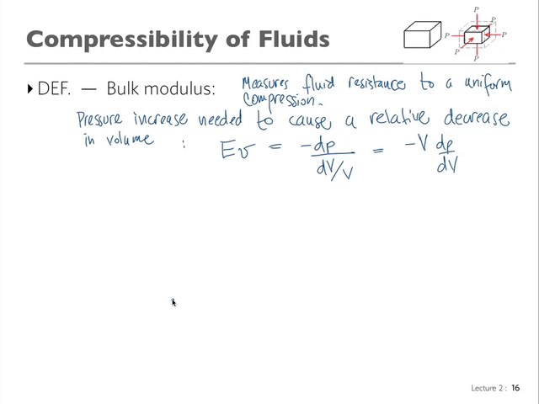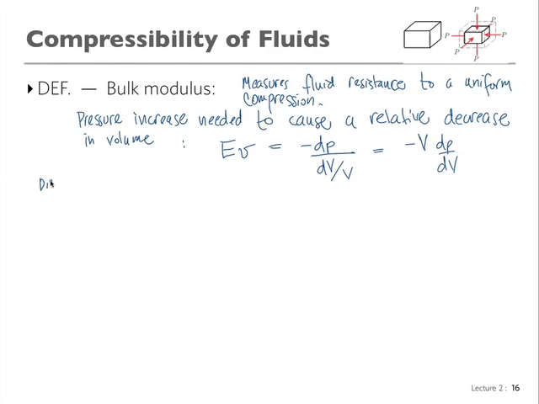Think about it a little bit. Why is there a negative sign there? Because, of course, when you apply a positive pressure, what happens to the volume? It decreases, right? A positive pressure will make the volume decrease. And so dV will be negative for a positive dP. Good. That's the negative sign.